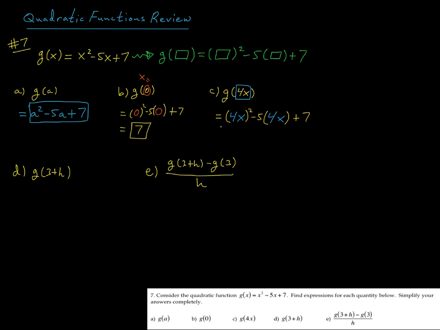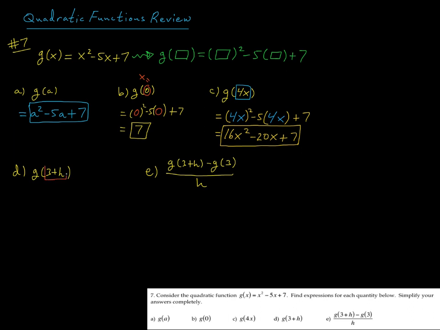Okay, so now I can go ahead and clean this up a little bit. 4x quantity squared, well, the 4 will get squared as well as the x, so this is 16x squared. And then here, I'm going to get a minus 20x, and then I'm adding 7. And so there we go. All right, d, g of 3 plus h.